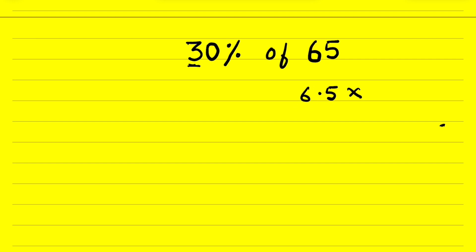You multiply it with 3. So 6.5 multiplied by 3 is 65 times 3 is 195, and just put a decimal after one digit. So 30% of 65 is 19.5.